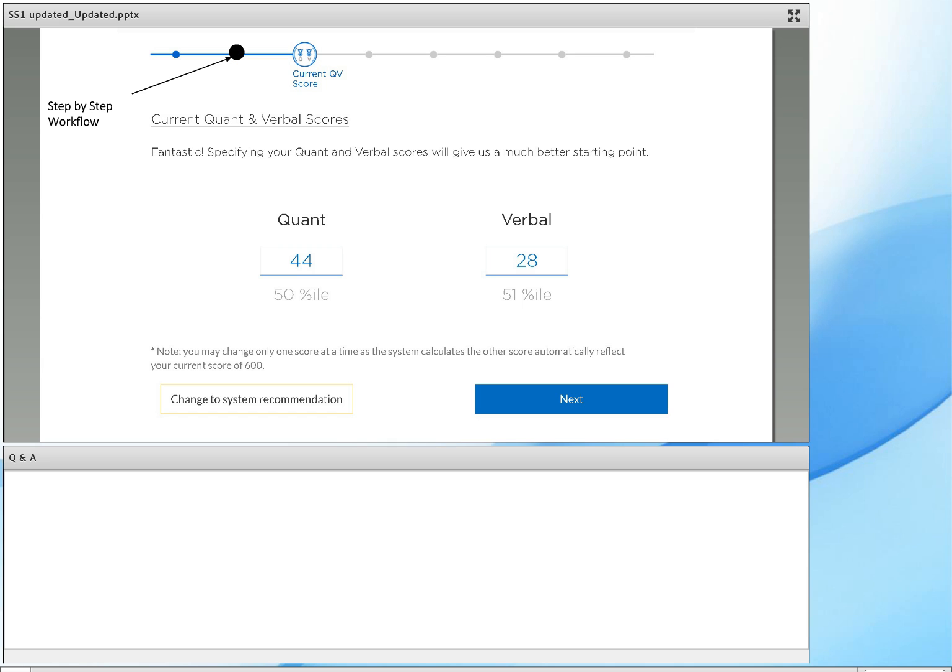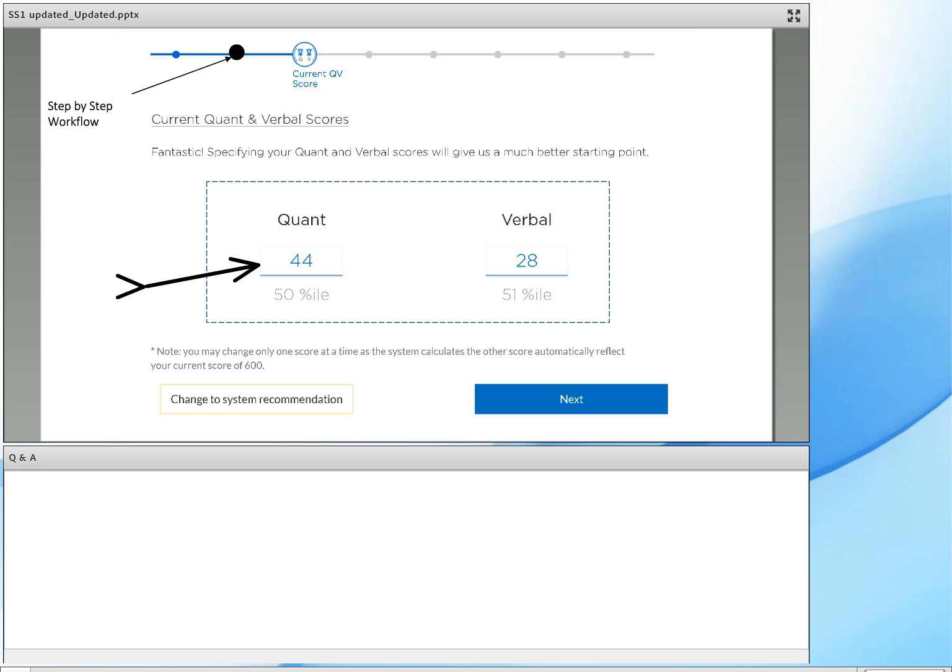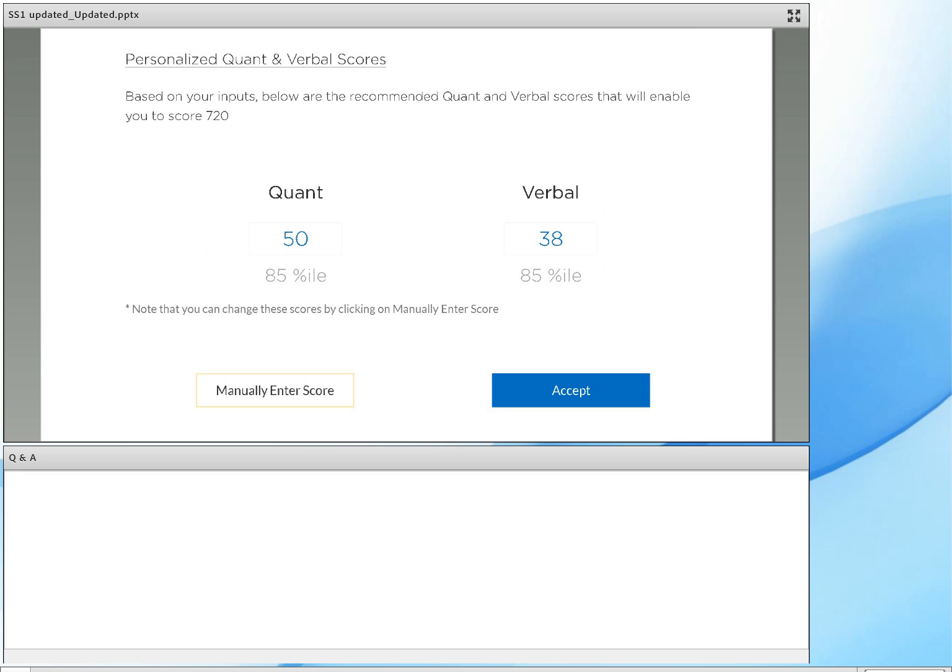So when you say, hey, my current quant score is Q44, whereas my current verbal score is V28, it understands that a Q44 student, even though that score is 50 percentile, knows a lot more than a V28 student does in verbal, and hence it is able to come to the decision that most likely the student's strength is quant rather than verbal. So accordingly, while suggesting target scores to reach a 720, it first improves your quant to a Q50 and then takes your verbal high enough so that you get to a 720 score.